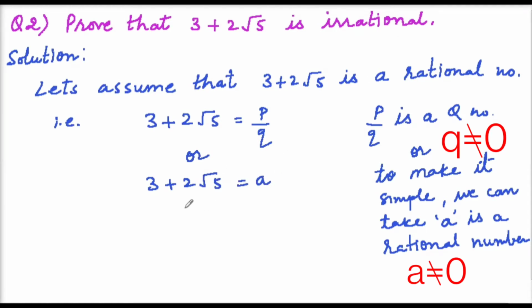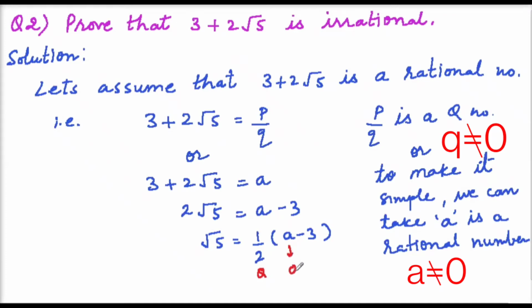So, we can rewrite 3 plus 2 root 5 equals A. 3 is a rational number. Shift 3 to the right hand side. We get 2 root 5 equals A minus 3. Now to separate 2 from both the sides, divide both the sides by 2. We get root 5 equals half bracket A minus 3. Now we see half is a rational number, A is a rational number and 3 is also a rational number. It shows that the right hand side is a rational number. Therefore, root 5 is also a rational number.